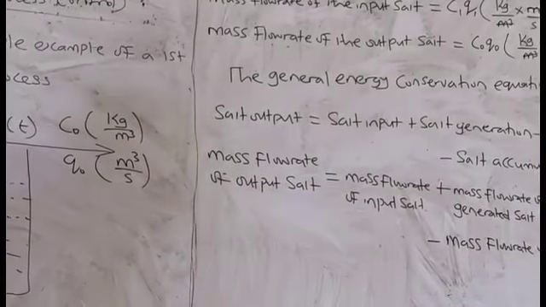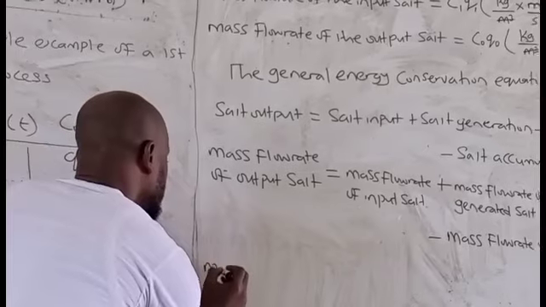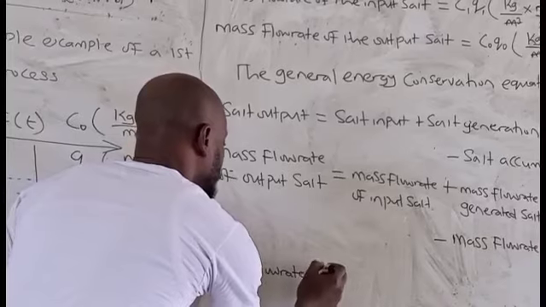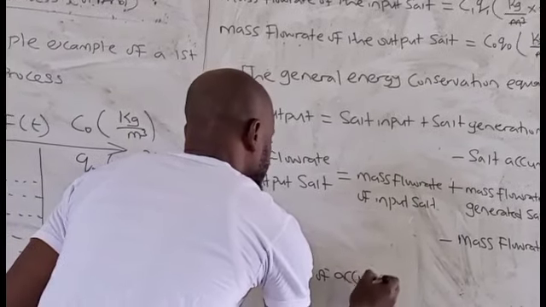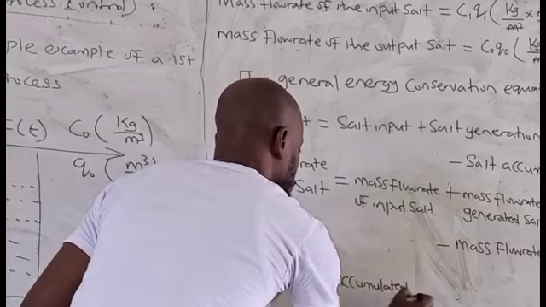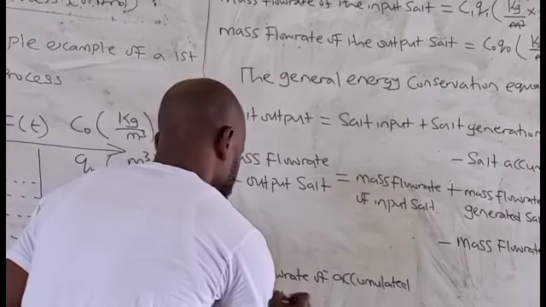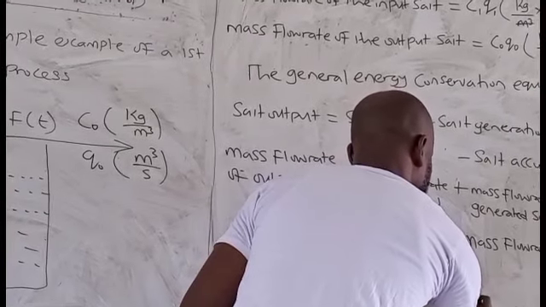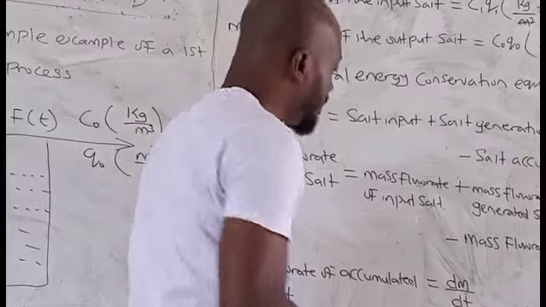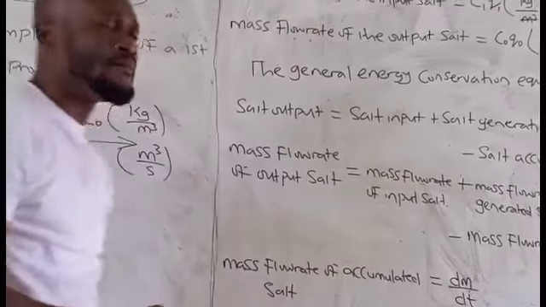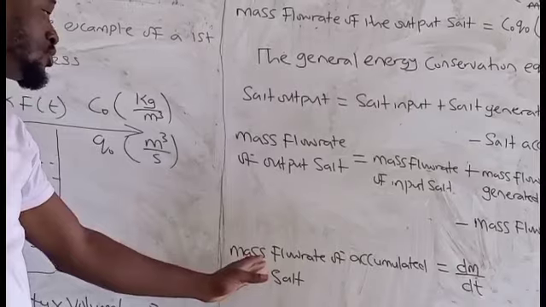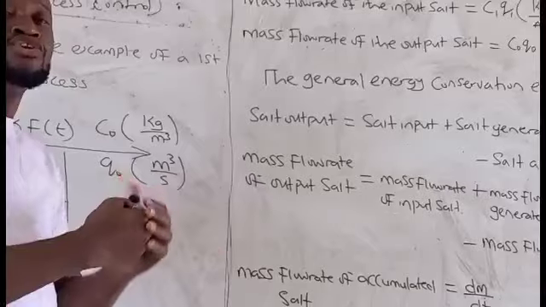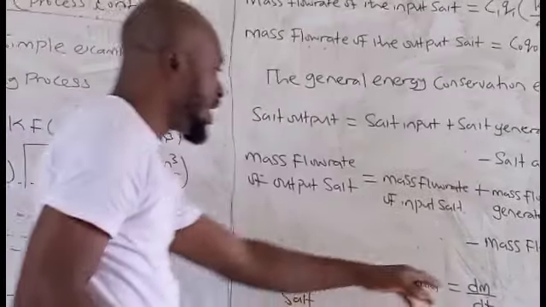the mass flow rate of the accumulated source. It will now be dM/dt, the change in mass over time. There is something you need to know about accumulation: whenever you are asked to calculate accumulation, it will be with respect to time. So whatever you are getting, you divide it by time.